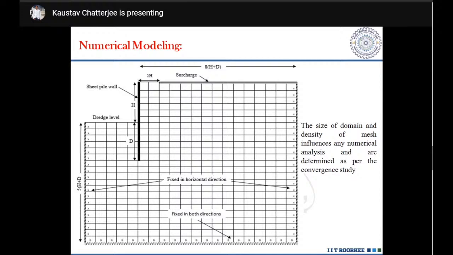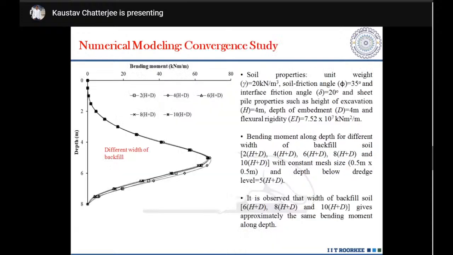Okay, so all those things do have a very important role to play, and this has been done by carrying out the convergence study. What is a convergence study? Now, what we have done is that we have taken arbitrarily the unit weight of soil, friction angle, interface friction angle, and the sheet pile wall having an embedded depth of 4 meters, excavated height of 4 meters, and a flexural rigidity given by this particular expression.